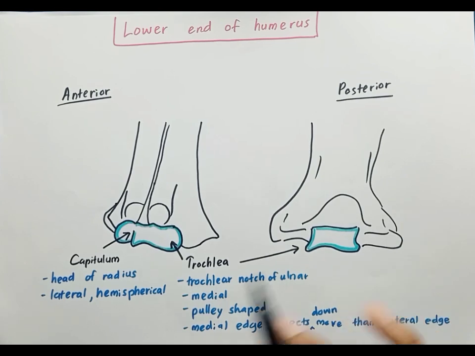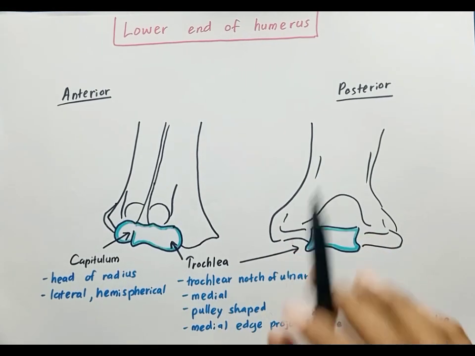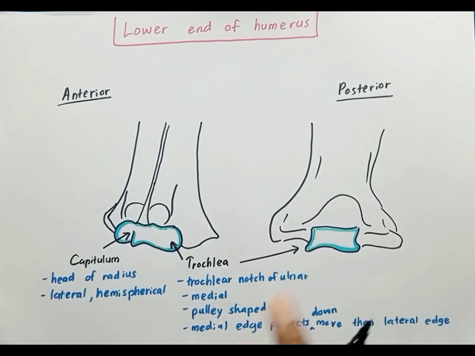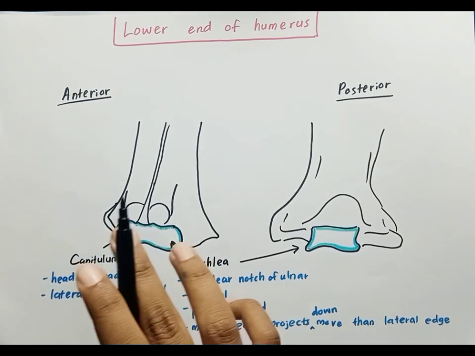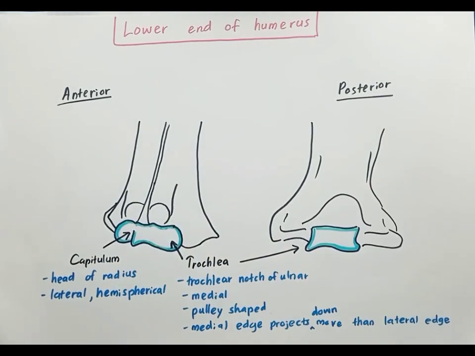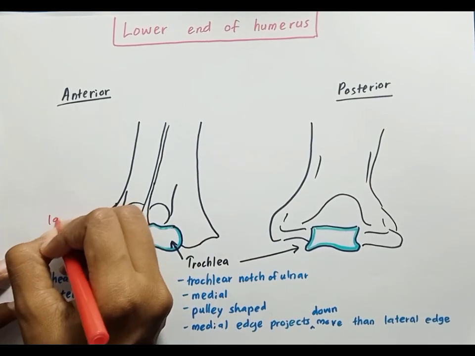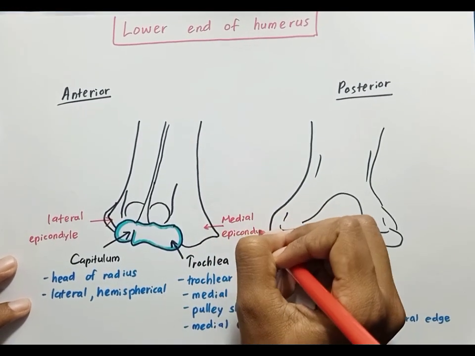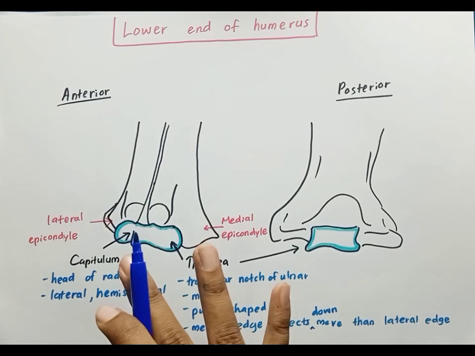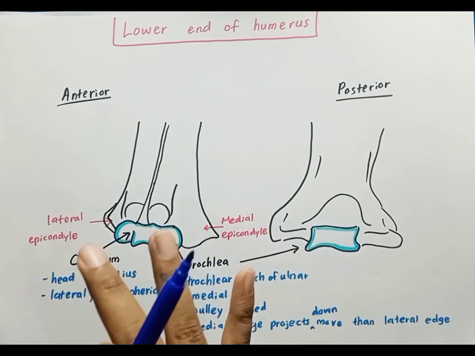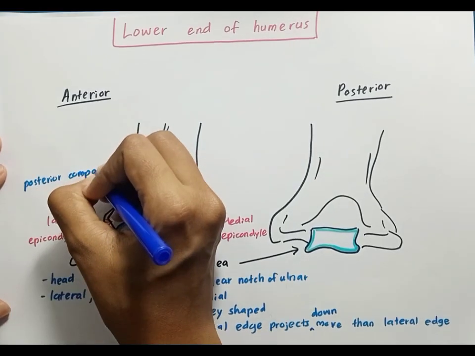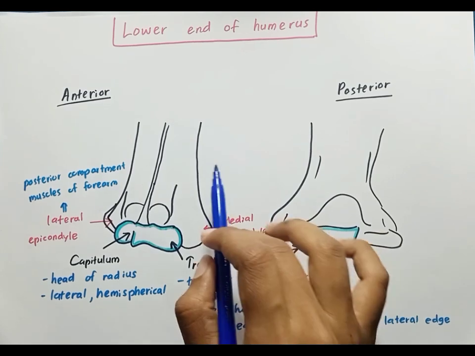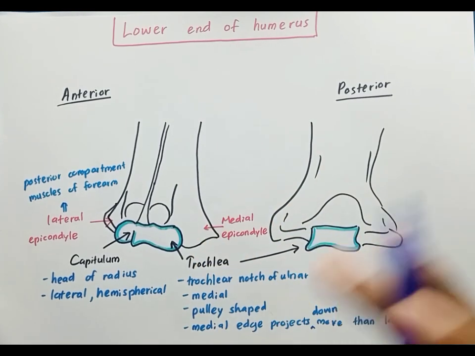Now we are going to talk about the non-articular part. Non-articular part consists of fossae and epicondyle. There are two epicondyles as lateral epicondyle and medial epicondyle. Here you can see the lateral epicondyle, and this is medial epicondyle. And this lateral epicondyle gives attachment to posterior compartment muscles of forearm. And the medial epicondyle gives attachment for the anterior compartment muscles of forearm.